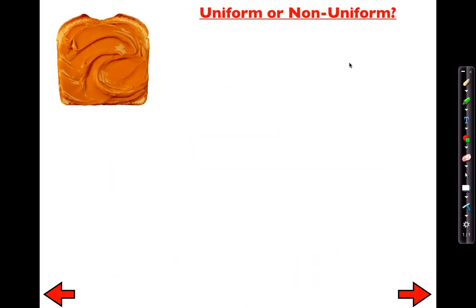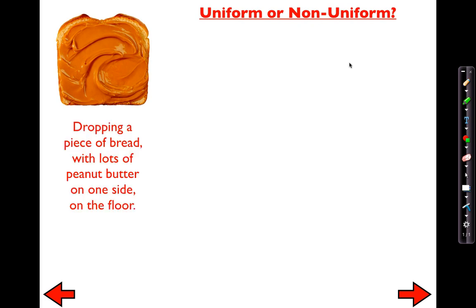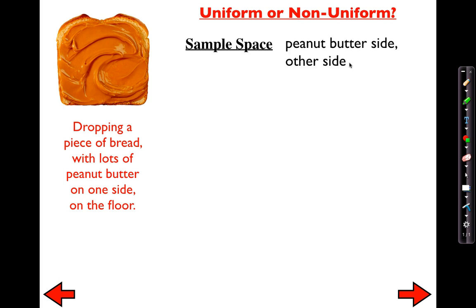Next, what if we were to throw this slice of peanut butter up in the air? Okay, with peanut butter smeared on one side and no peanut butter on the other side. Do you think this is uniform or non-uniform? Again, let's take a look at the possibilities, which is the sample space. It can land with the peanut butter side down or the peanut butter side up. Do you think this is uniform or non-uniform? Hopefully you guessed that it was non-uniform.